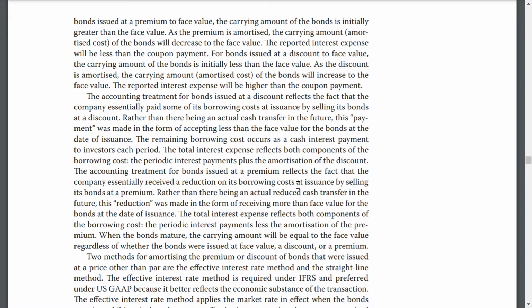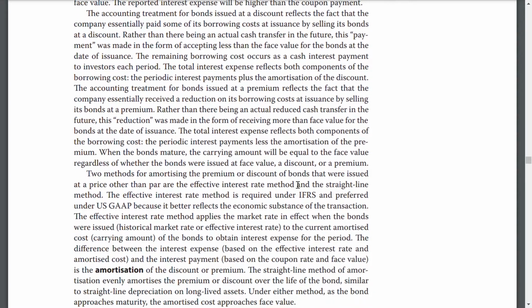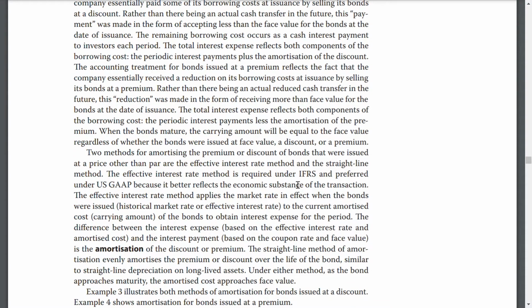The accounting treatment for bonds issued at a discount reflects the fact that the company essentially paid some of its borrowing costs at issuance by selling its bonds at a discount rather than there being an actual cash transfer in the future. This payment was made in the form of accepting less than the face value of the bonds. At the date of issuance, the remaining borrowing cost occurs as a cash interest payment to investors each period. The total interest expense reflects both components of the borrowing cost: the periodic interest payment plus the amortization of the discount.